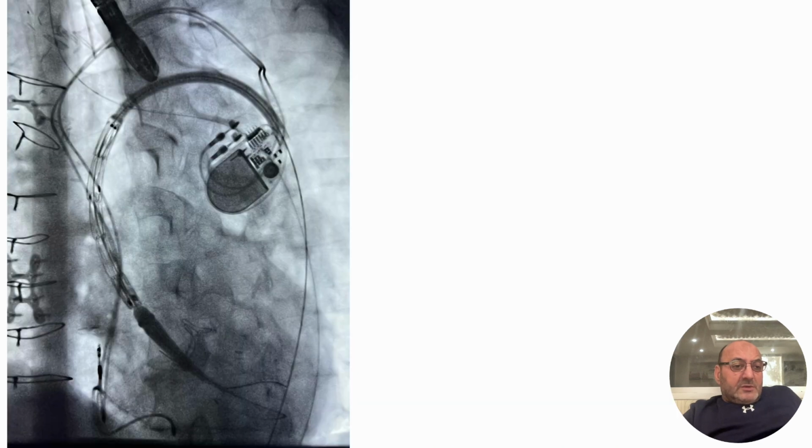And in this case, the patient is sick. Notice the pacemaker there. So these are not the healthiest patients that we do these procedures on. These are very ill patients. This patient's ejection fraction was in the 30s, or I believe it's 30%. I don't remember exactly how low it was, but it was very low.